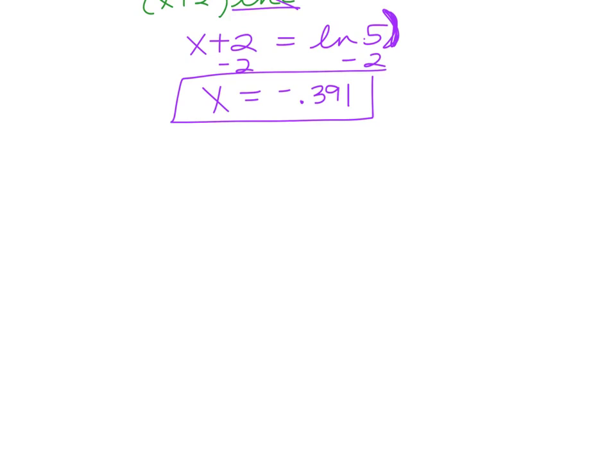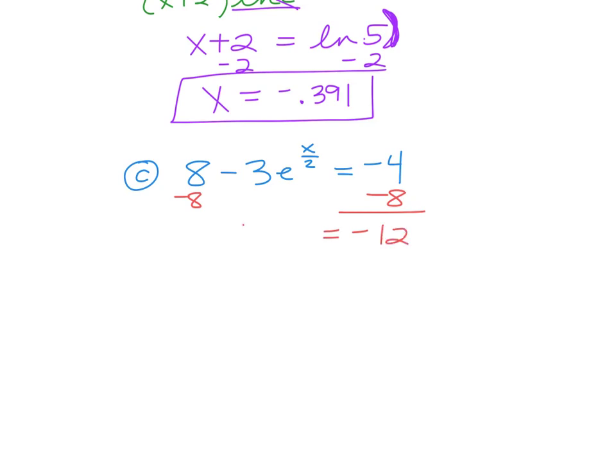Last one. 8 minus 3e to the x over 2 equals negative 4. What do we do first? How do we isolate? Subtract 8. So we're going to subtract 8 first. Minus 8, minus 8. You get negative 12 is equal to negative 3e to the x over 2. Now what?